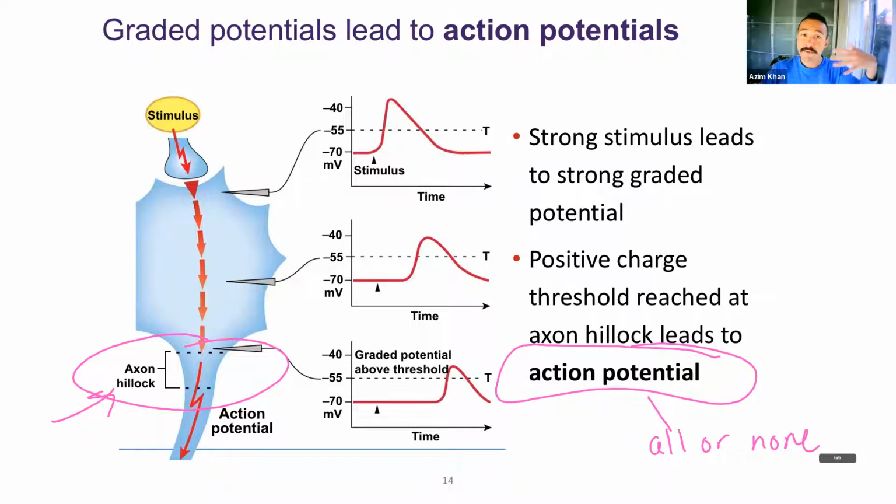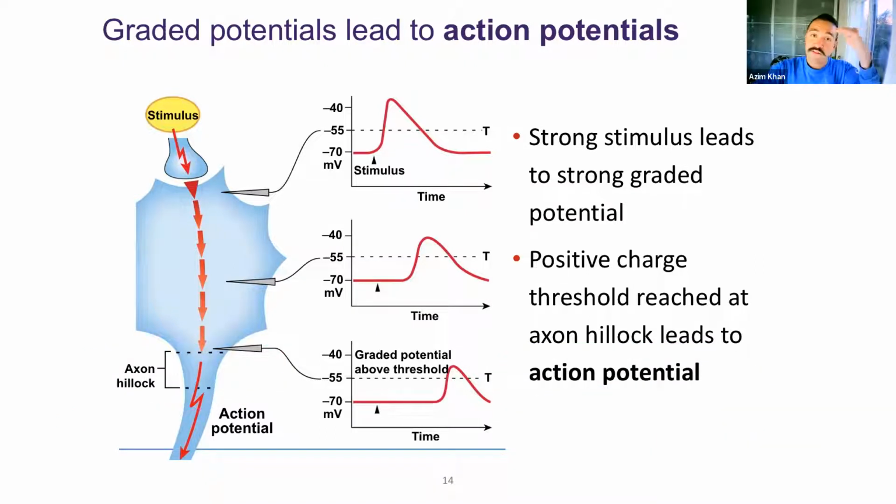You can get graded potentials of all different kinds. Some sodium coming in, a lot of sodium coming in, but only once you meet a certain threshold, once you meet that limit, then you can get the action potential. That's what I mean by all or none. You either do get a signal or you don't.